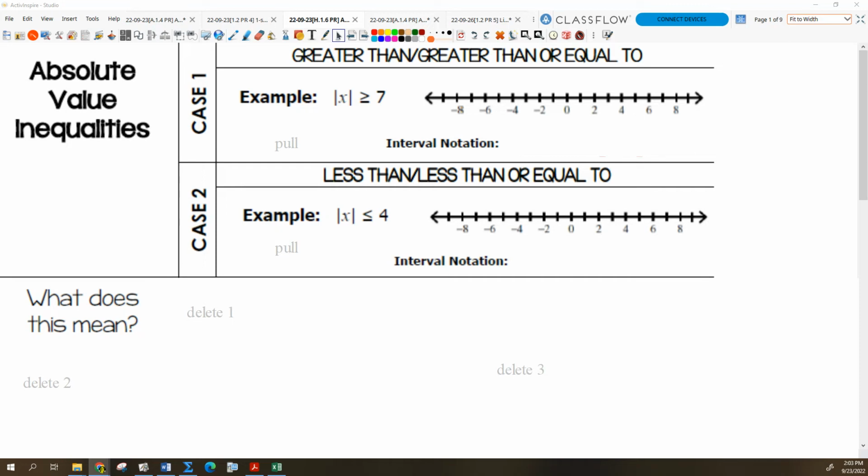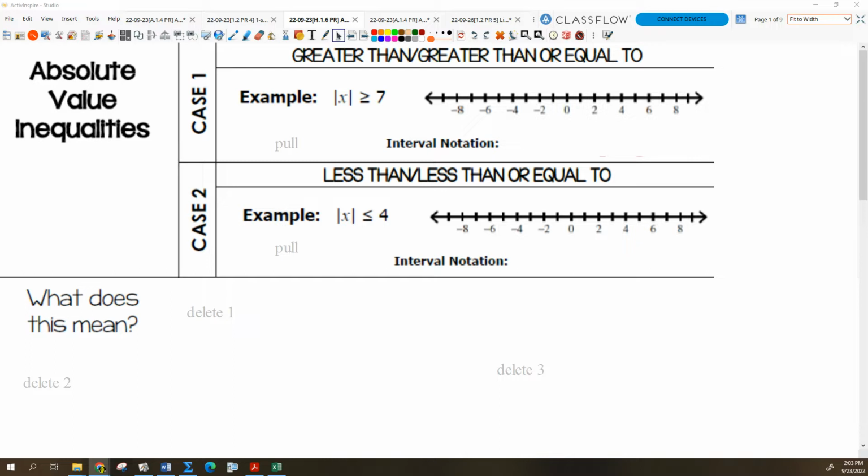Absolute value inequalities, last topic in Unit 1. It's very similar to the stuff we've done, and kind of combines the last two sections, absolute value equations and inequalities. So if we are going to graph this case 1 up here, the absolute value of x is greater than or equal to 7, what's that going to look like? Think about that for a second.